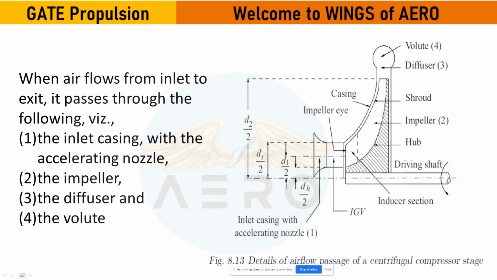Next, we will see in detail the performance of the impeller and diffuser and also the inlet casing. We have already discussed this part, the elements of centrifugal compressors. So here, first we have the inlet casing, followed by the impeller, diffuser and the volute.